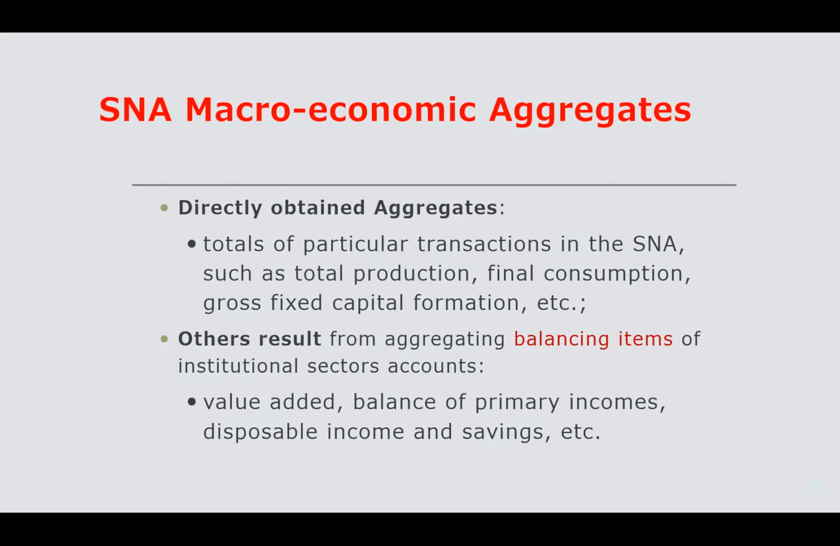There are directly obtained aggregates, totals of particular transactions in the SNA, such as total production, final consumption, and gross fixed capital formation. Others result from aggregating balancing items of institutional sector accounts, such as value added, balance of primary incomes, disposable income, and saving.